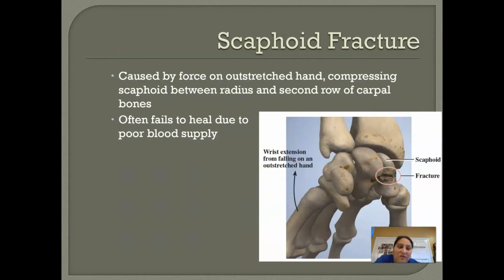Scaphoid fracture, which I've talked about before in the wrist. Scaphoid is one of the most common carpal bones to be fractured. What we're worried about is when it doesn't heal properly. It has poor blood supply, and if it's not healing like it needs to, then it runs the risk of you potentially having to have a surgery to fix that.